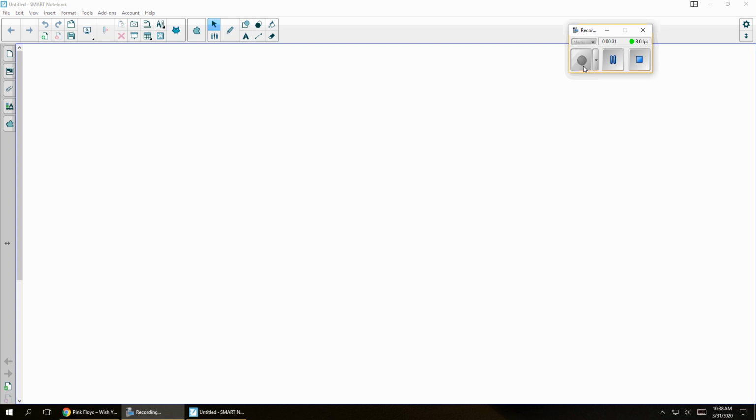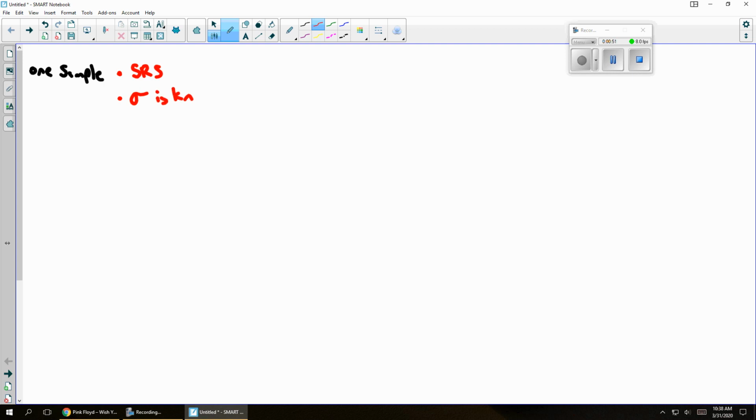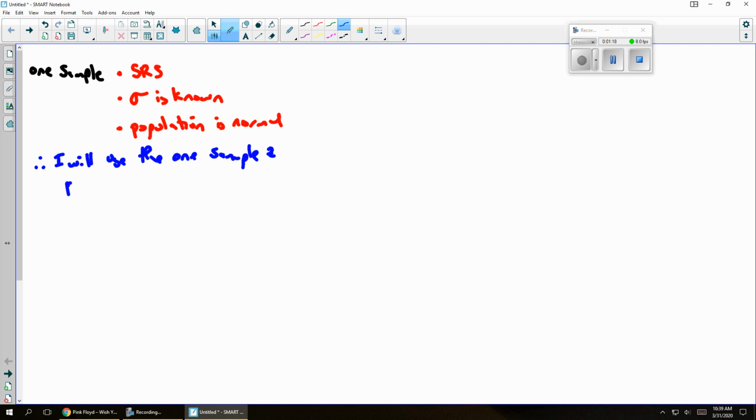looking at x bars and comparing it to a mu. And we started out with a one sample problem. And we had three conditions that had to be met. First of all, we needed a random sample. Second of all, we needed to know sigma. And third of all, we needed to have a normal population. And if those things were met, then we said, well, we can use, therefore, I will use the one sample z procedures for means.